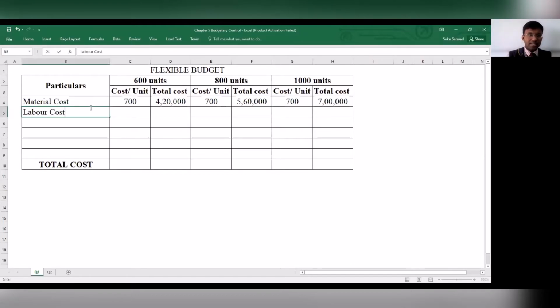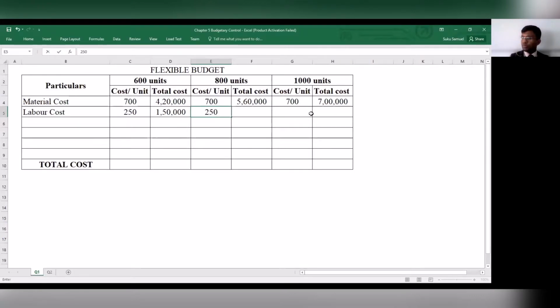The next one is labor cost. Labor cost is also a variable cost, which means it will vary with the level of output. So let's calculate. For this, we know that it is 250 rupees per unit. This will be 250 into 600, which is 1,50,000. Let's calculate for 800 units.